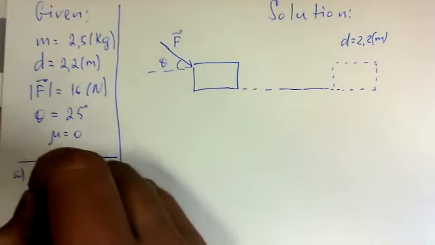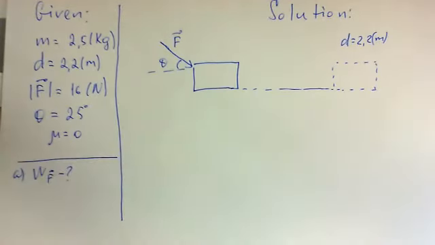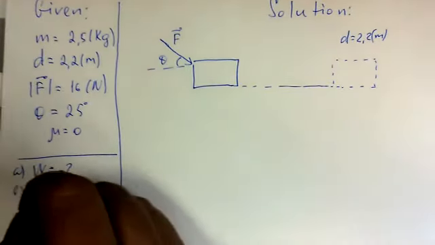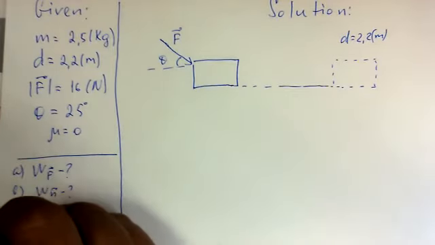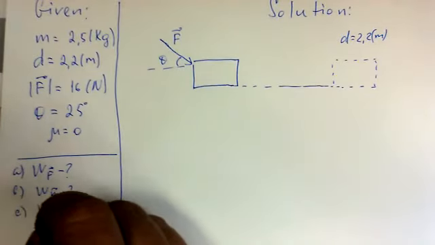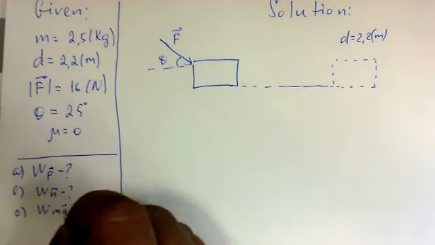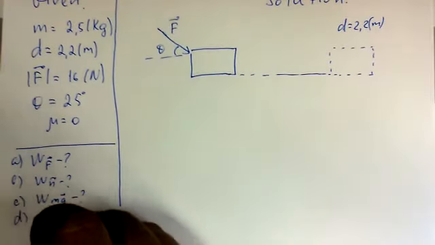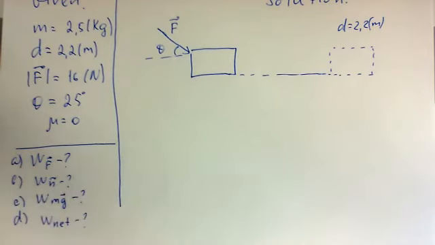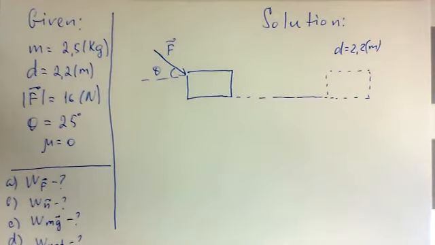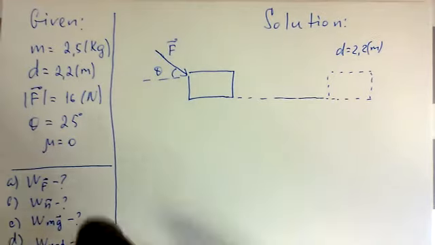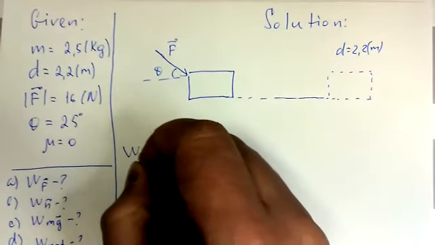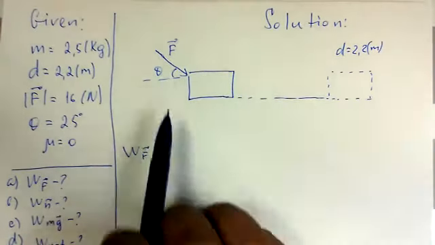So first, we need to find the work done by this force. B, we need to find the work done by the normal force. C, we need to find the work done by the gravitational force. And D, we need to find the work done by the net force acting on the object. So at the beginning, let's consider the work done by this applied force.